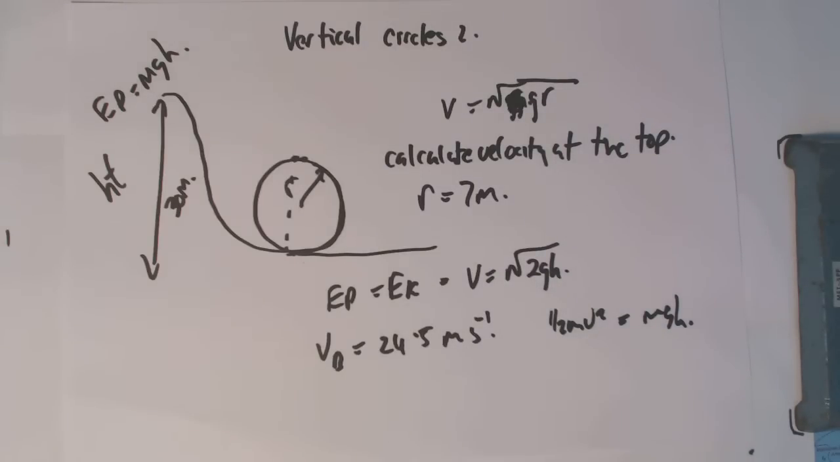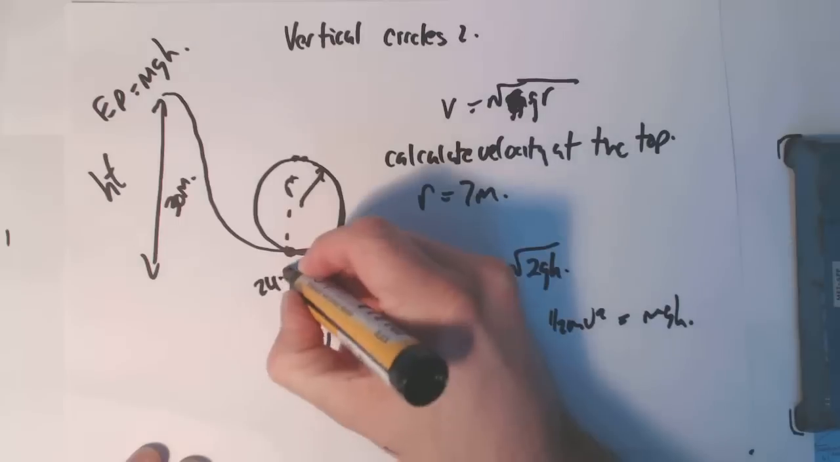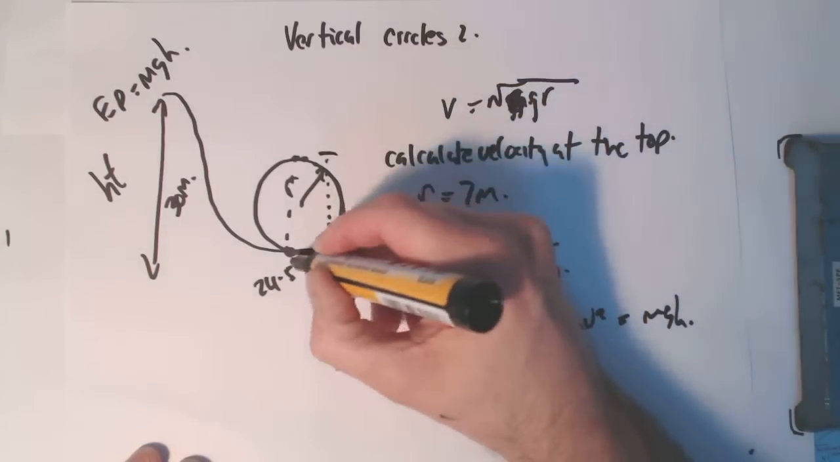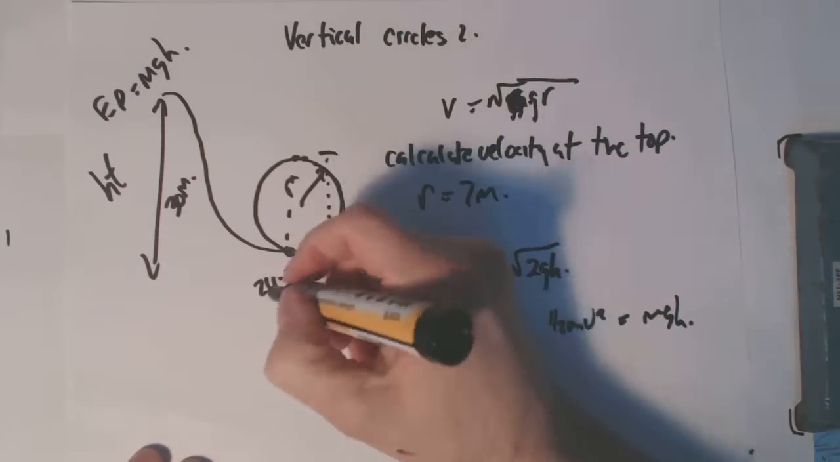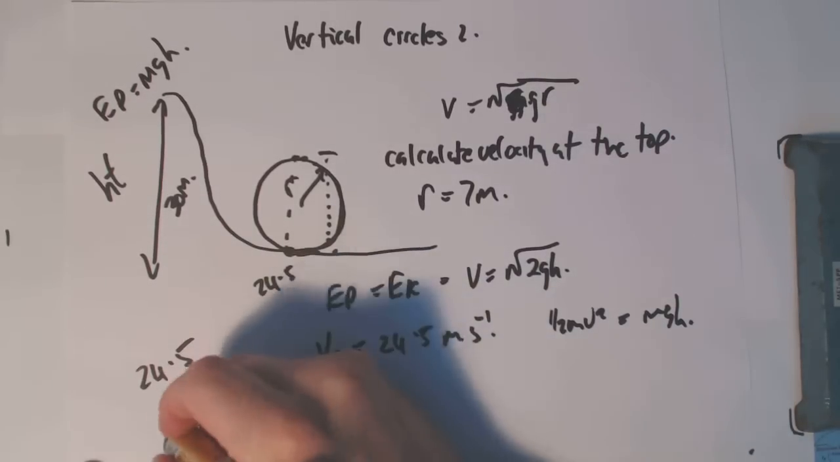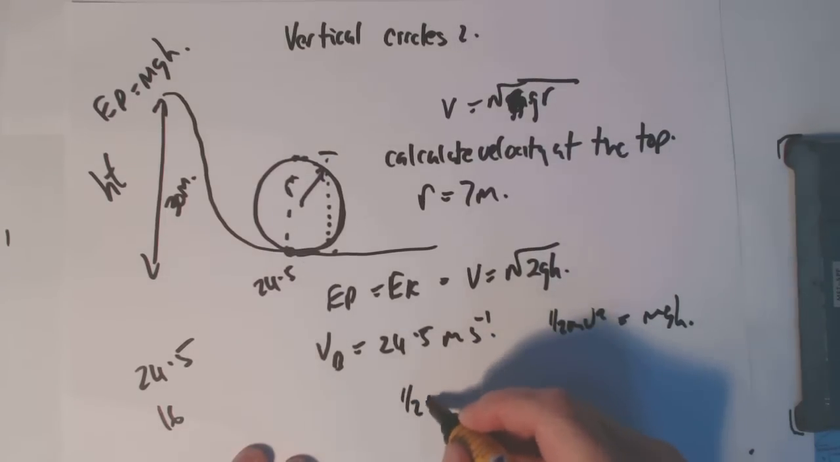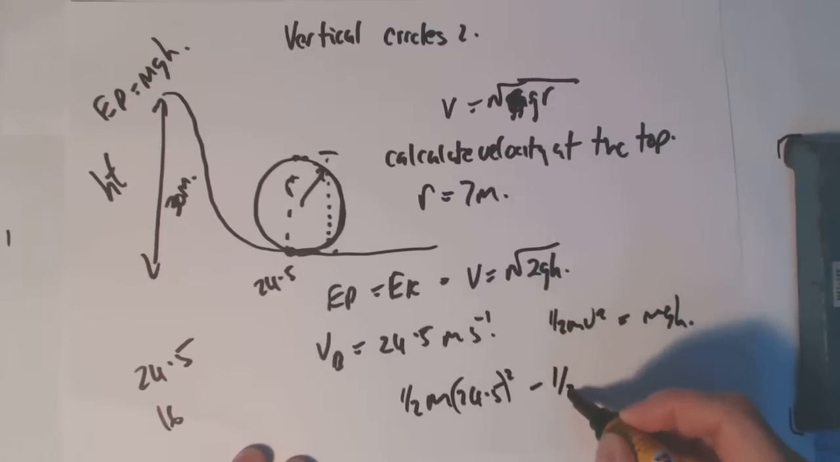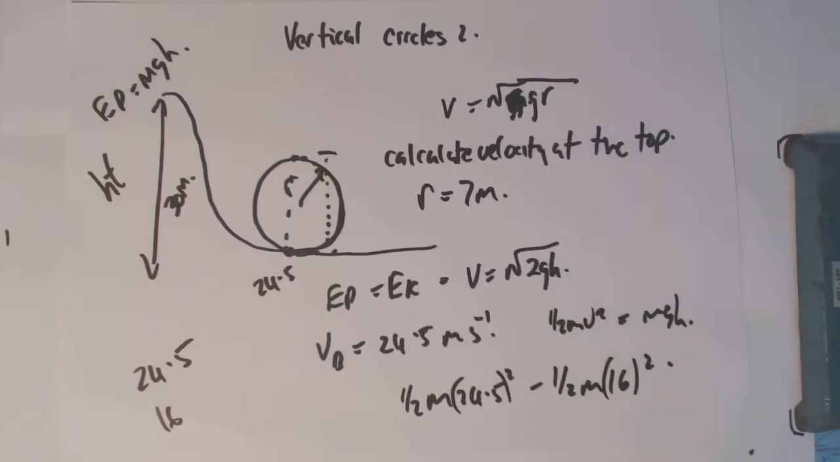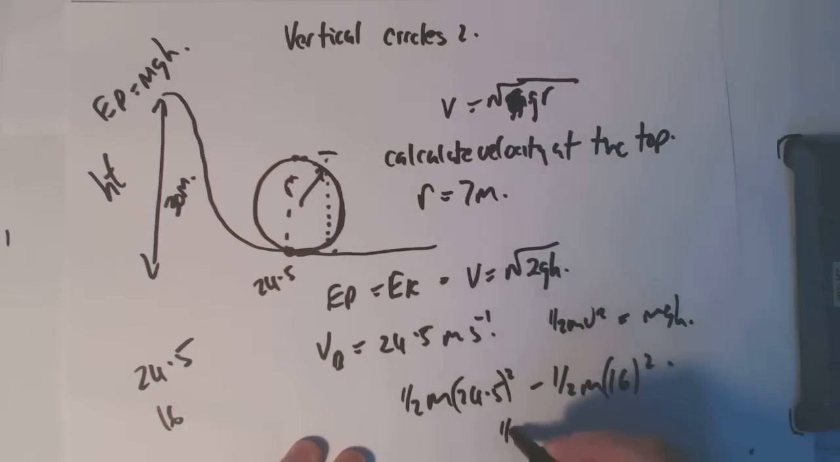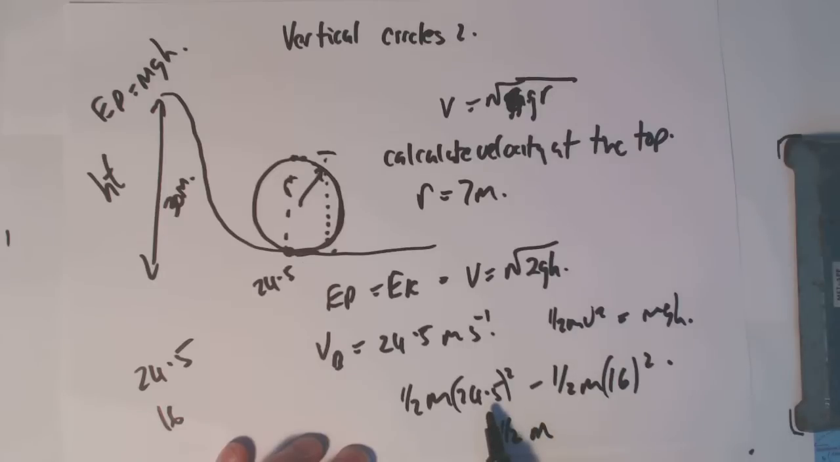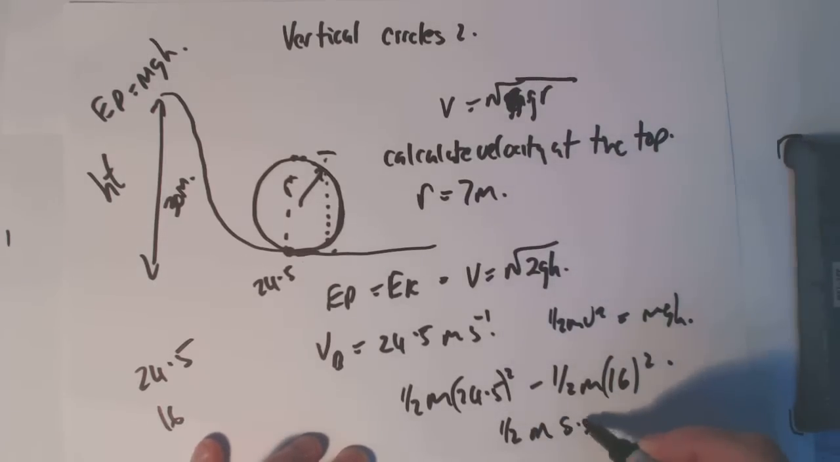But it's totally wrong. What you've got to realize is that when the speed drops from 24.5 at the bottom to whatever speed it's going to be at the top, those are high energies. So if you go between 24.5 and 16 meters per second, or 8.5 meters a second, the energy difference is 1/2 mass 24.5 squared minus 1/2 mass 16 squared, right? That's a big energy difference. It's not the same as 1/2 m times the difference between them, which would be 8.5 squared.